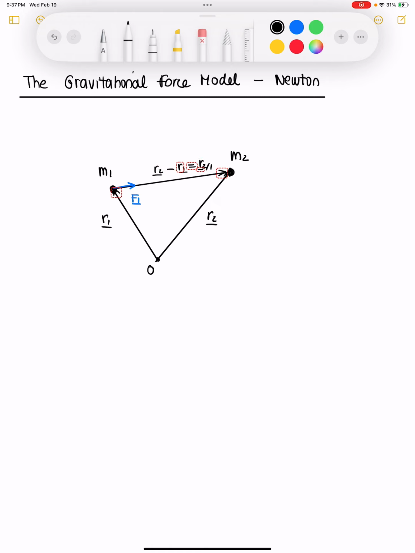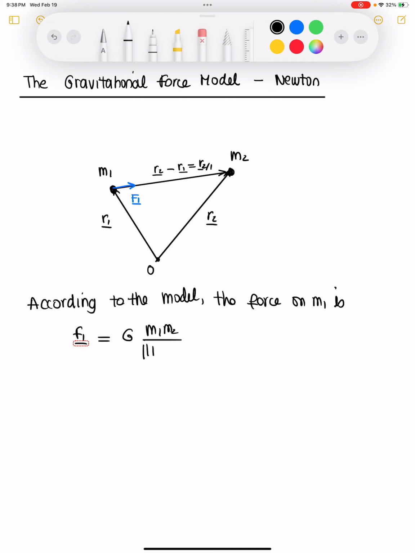So according to the model, the force on m1 is F1, which is equal to G m1 m2 over r2 with respect to 1 squared times r2 with respect to 1 over r2 with respect to 1. So this quantity here is the distance between m1 and m2 squared, and this is the unit vector pointing from m1 to m2.